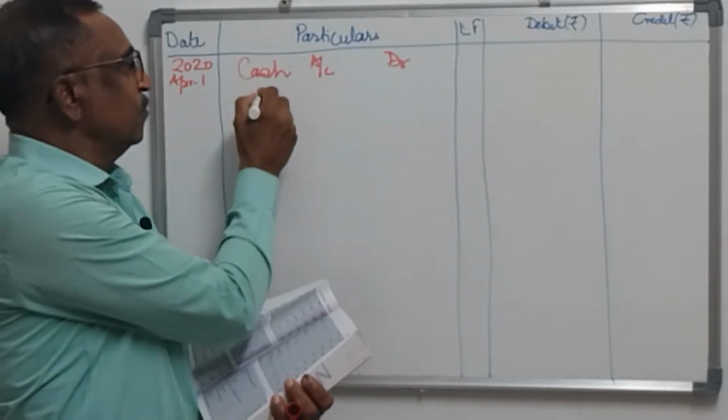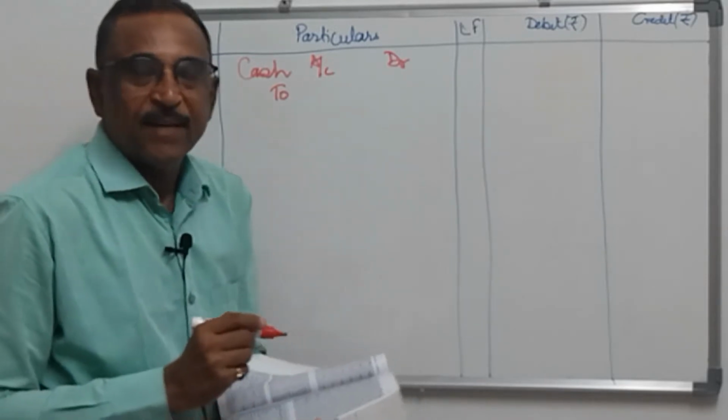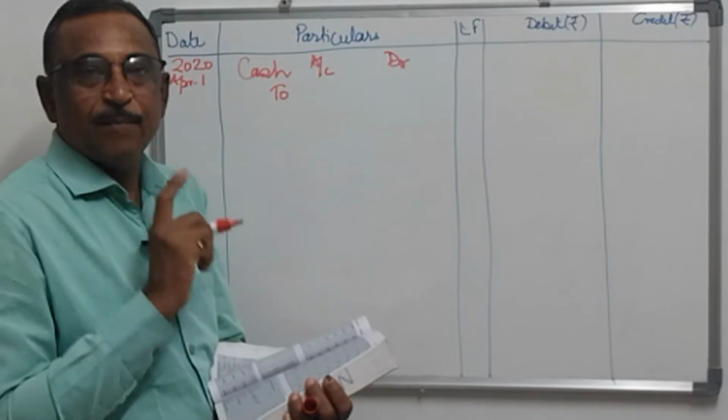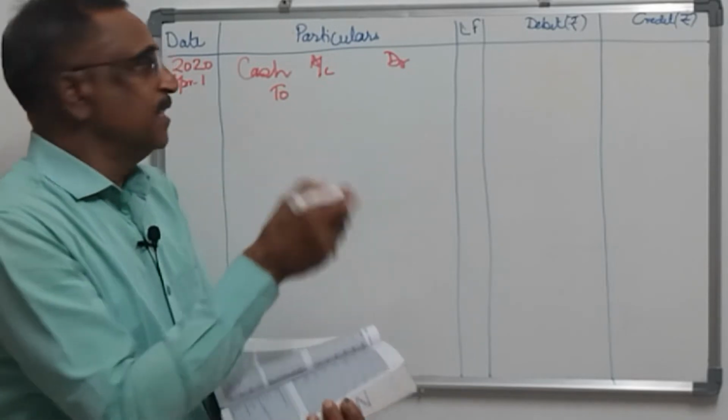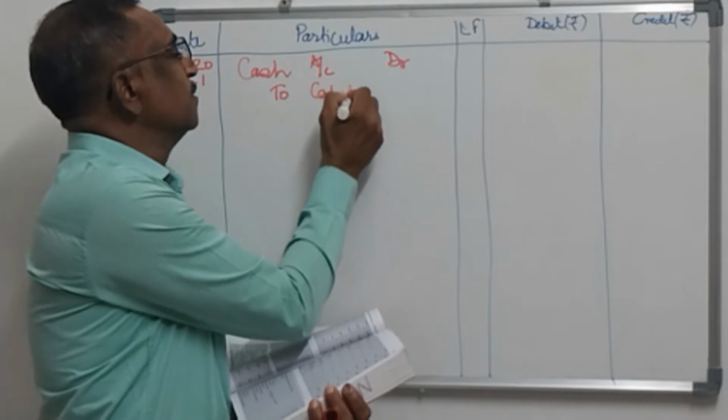Okay. And why you are getting cash? Your business is getting cash on account of capital. Capital is provided by the proprietor Pawan. So, Pawan is a personal account. Credit the giver. He is giving to the business. So, to capital.